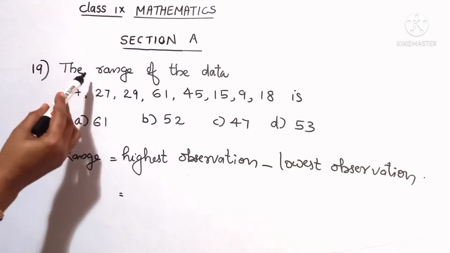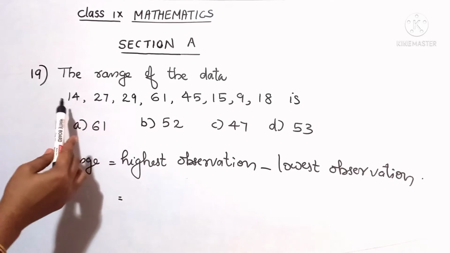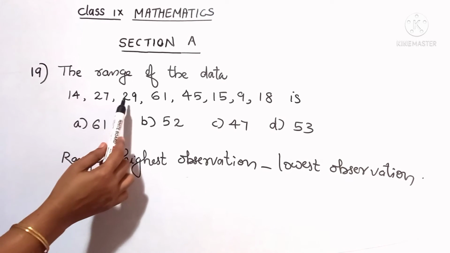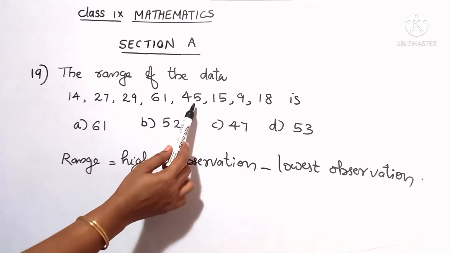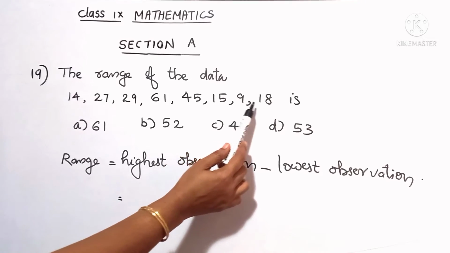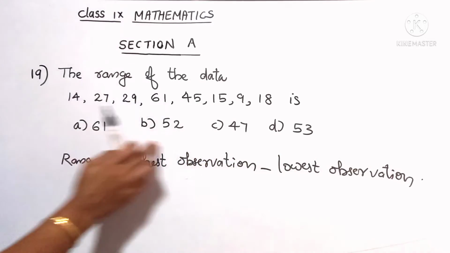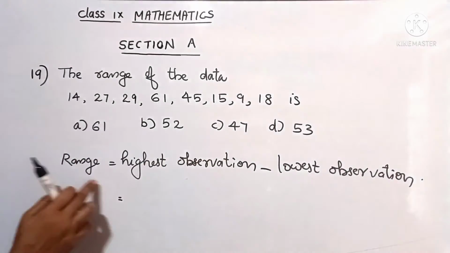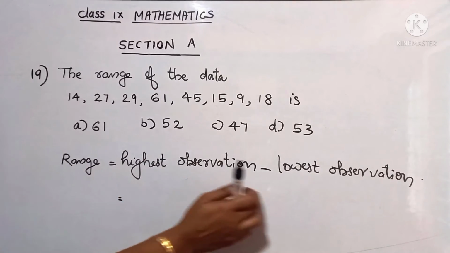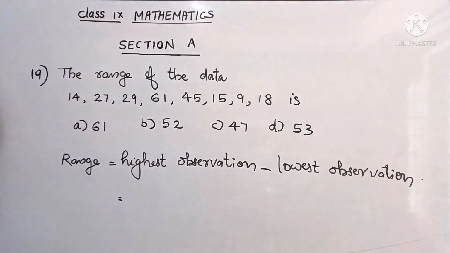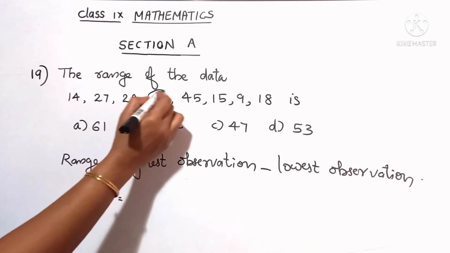Then the next question is the range of the data. The data given is 14, 27, 29, 61, 45, 15, 9, 18. Options are given here. We know range is equal to highest observation minus lowest observation. The highest observation here is 61.